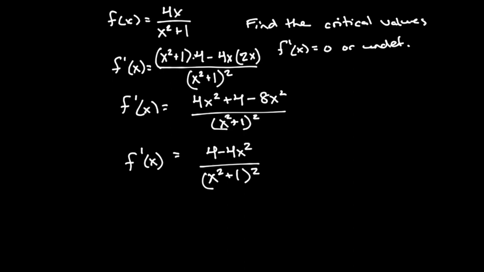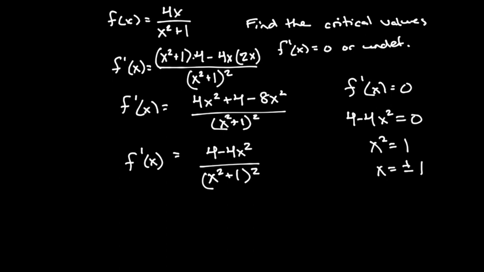So now I'm interested in when is this thing equal to 0, right? Because when is the derivative equal to 0? Well, if the derivative was going to be 0, that means my numerator would have to be 0, making use of structure. And that really means that x squared would have to be 1, so x could be a positive or negative 1.